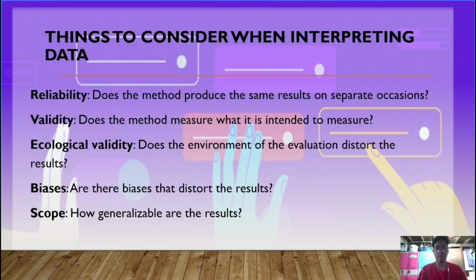Things to consider when interpreting data. Reliability: does the method produce the same results on separate occasions? Validity: does the method measure what it is intended to measure? Ecological validity: does the environment of the evaluation distort the results? Biases: are there biases that distort the results? Scope: how generalizable are the results?